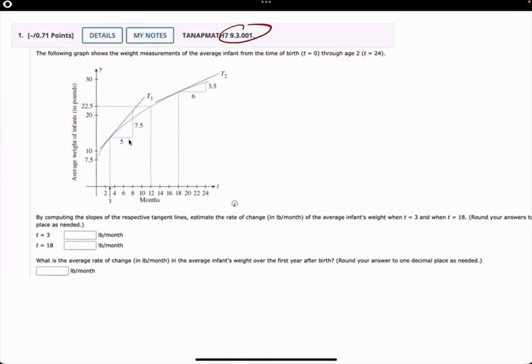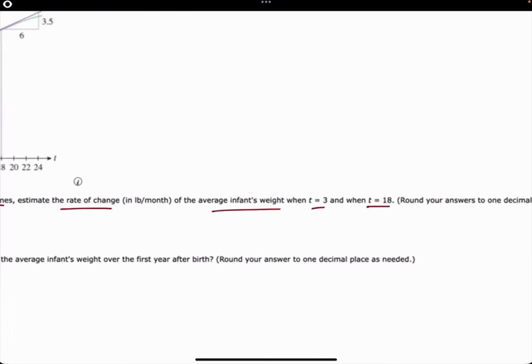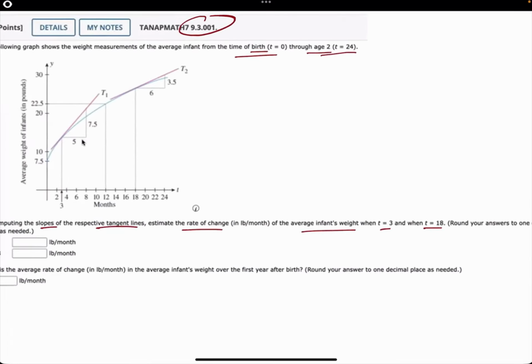So, starting with number 1, they say the graph shows the weight measurements of the average infant from time 0 to time 24, so from birth to age 2. So time is in months. They say computing the slopes of the tangent lines estimate the rate of change of the average infant's weight from 3 to 18. For when t is equal to 3 and then when t is equal to 18.